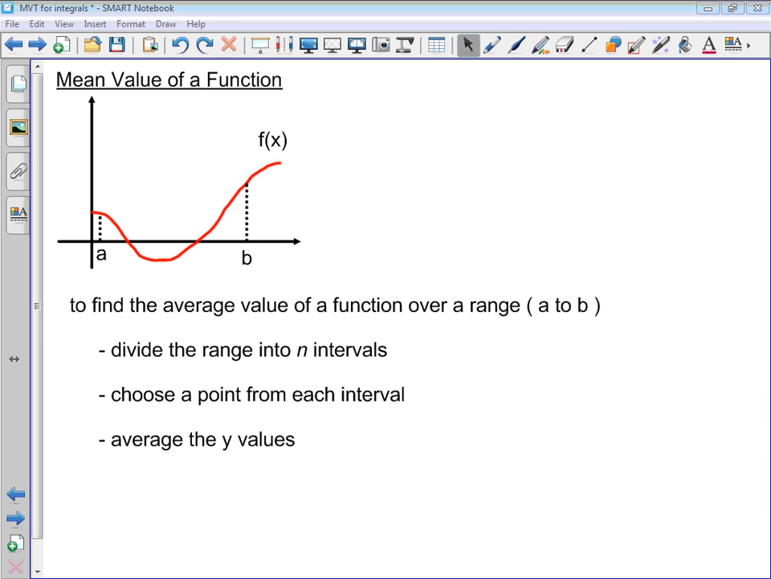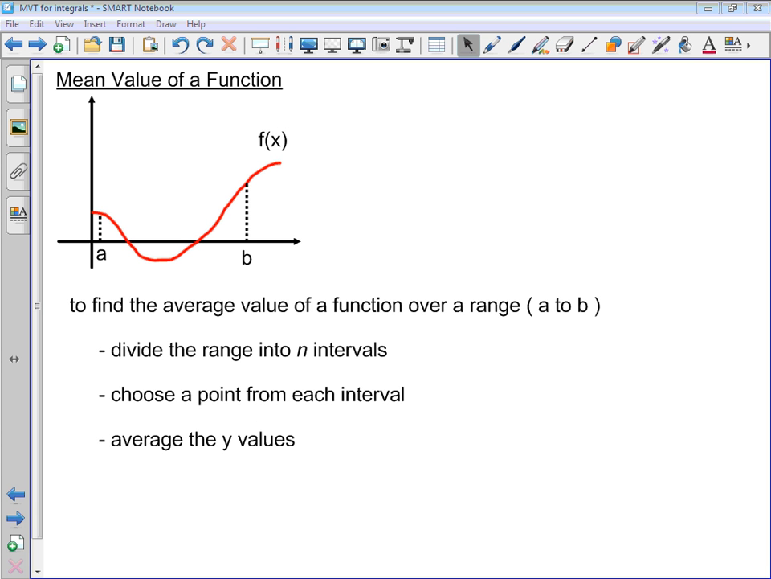All right, so we want to talk here about the mean value theorem for integrals. We had a mean value theorem for derivatives that we looked at in the first half of this course. But before we can talk about the mean value theorem for integrals, we have to talk about what we mean by the mean value of a function over some interval.